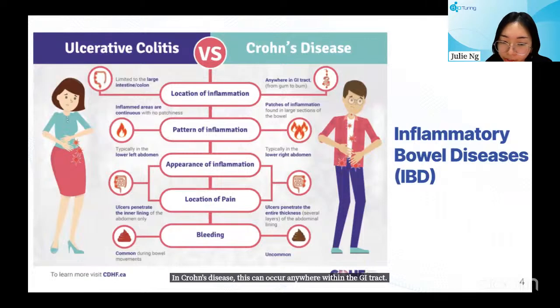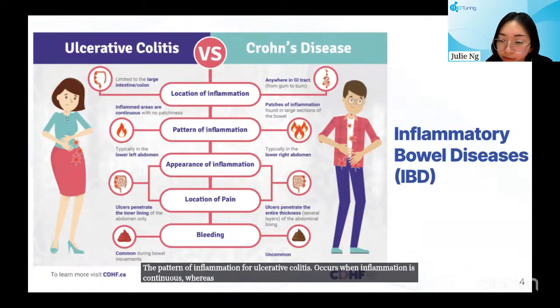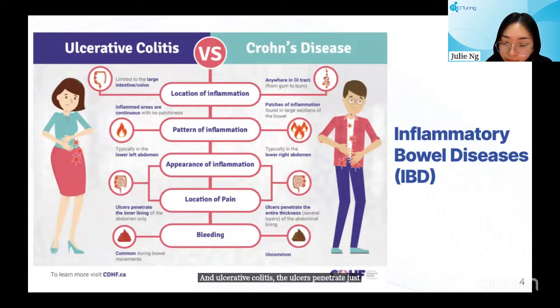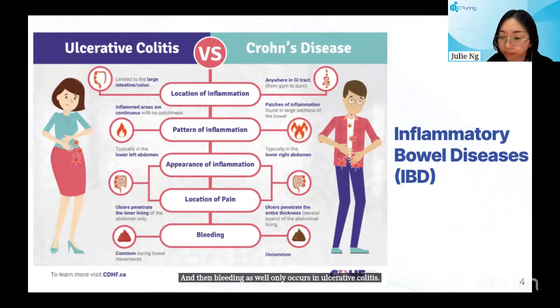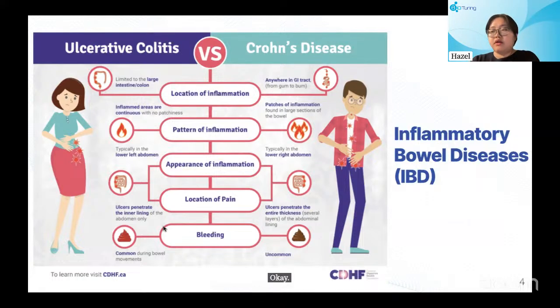The pattern of inflammation for ulcerative colitis is continuous, whereas in Crohn's disease, the inflammation occurs in patches. They also differ in the appearance of the inflammation and the location of pain as well. In ulcerative colitis, the ulcers penetrate just the inner lining of the abdomen, whereas in Crohn's disease, the ulcers penetrate the entire thickness or several layers of the GI tract. And bleeding only occurs in ulcerative colitis. That's a quick overview of inflammatory bowel disease.